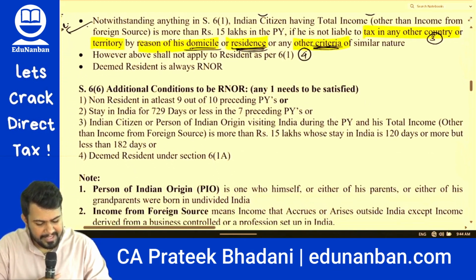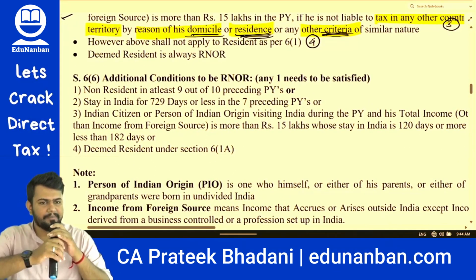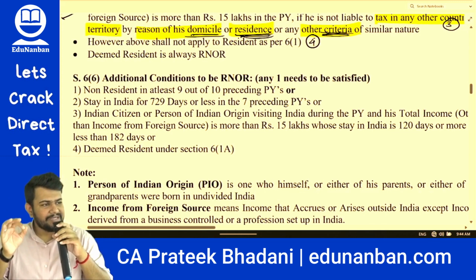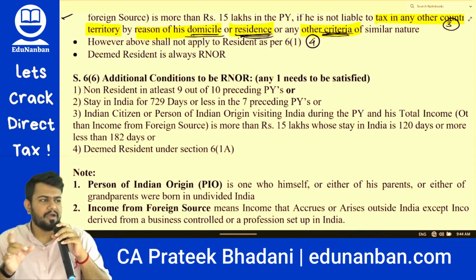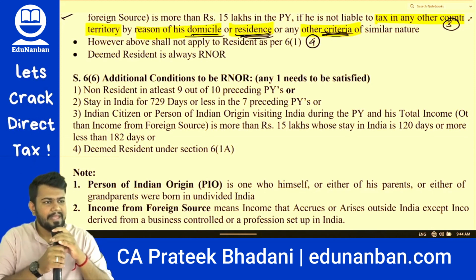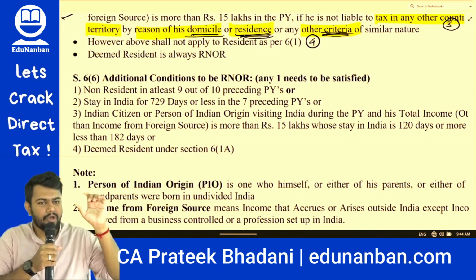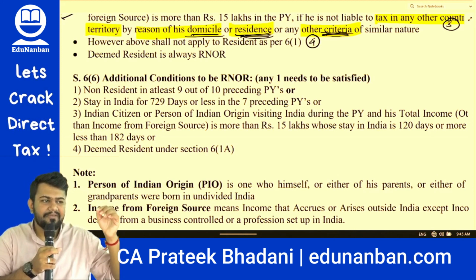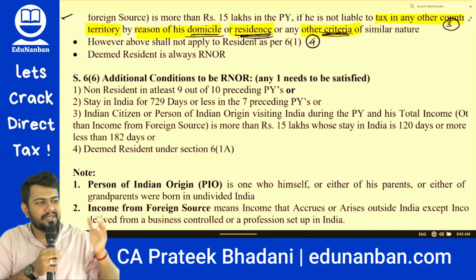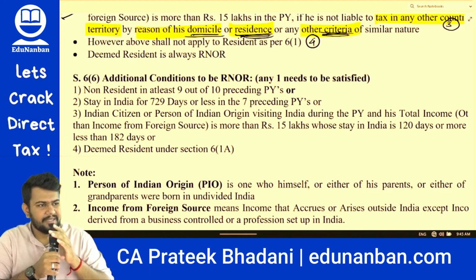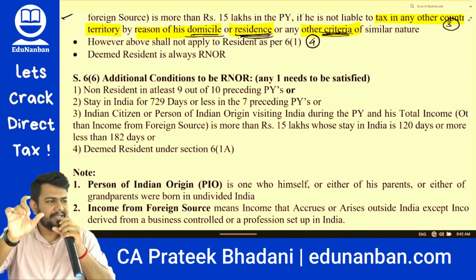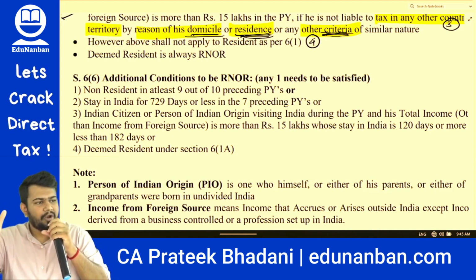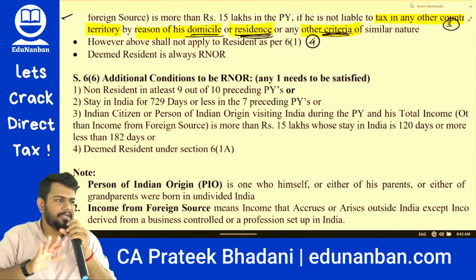Now let us see the additional condition to be RNOR. Listen, first you have to find out whether an individual is a resident or non-resident. Fine. If an individual is coming as non-resident, then you see whether that non-resident is a deemed resident. Fine. In case of resident, and resident and deemed resident cases, you can have ordinarily resident, not ordinarily resident.